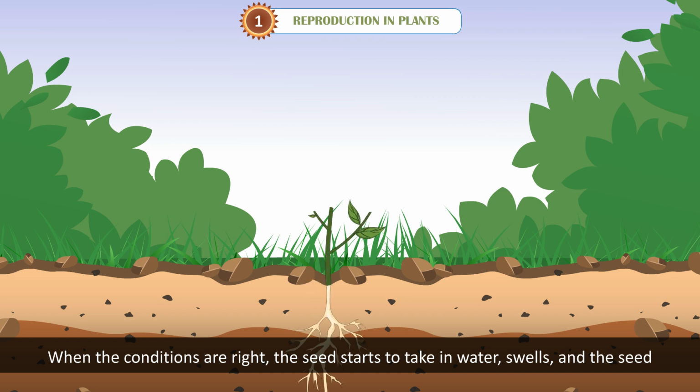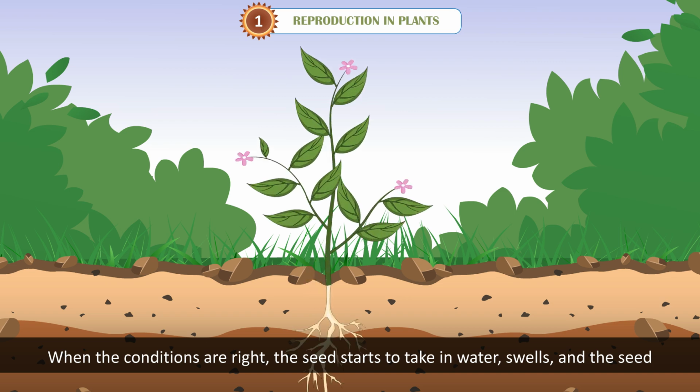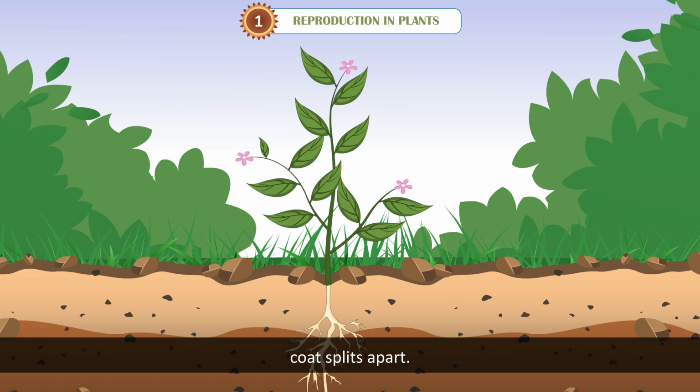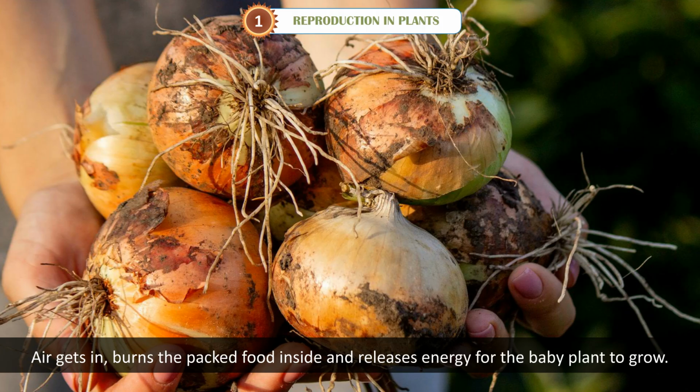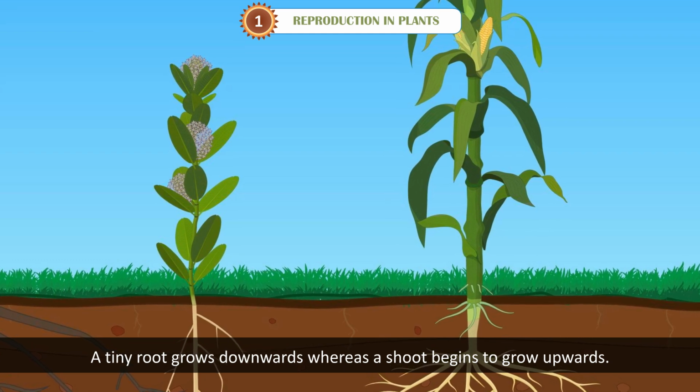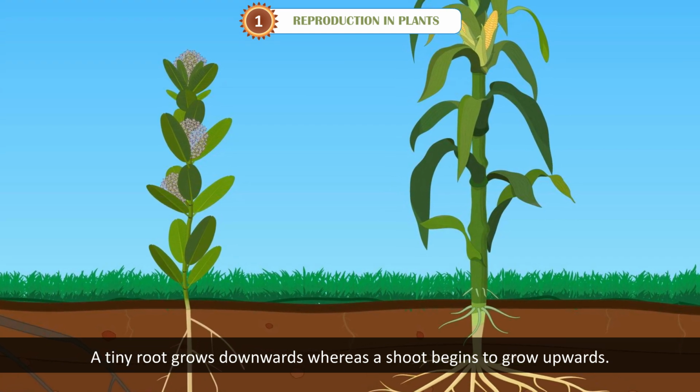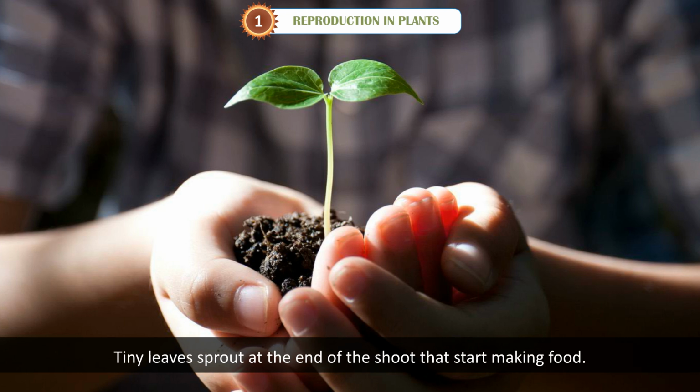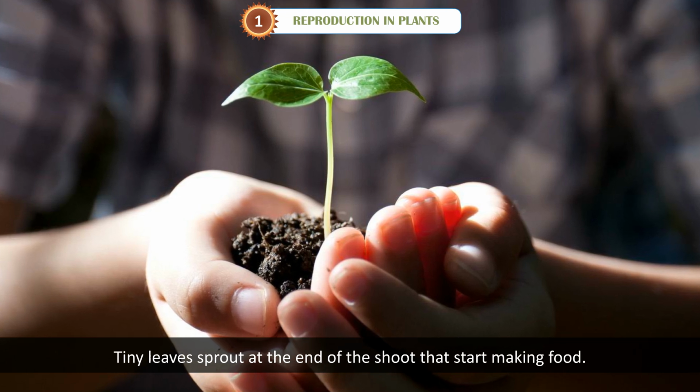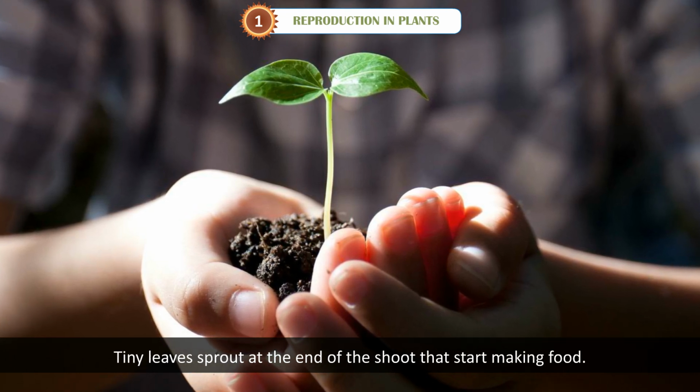When the conditions are right, the seed starts to take in water, swells, and the seed coat splits apart. Air gets in, burns the packed food inside, and releases energy for the baby plant to grow. A tiny root grows downwards, whereas a shoot begins to grow upwards. Tiny leaves sprout at the end of the shoot that start making food.